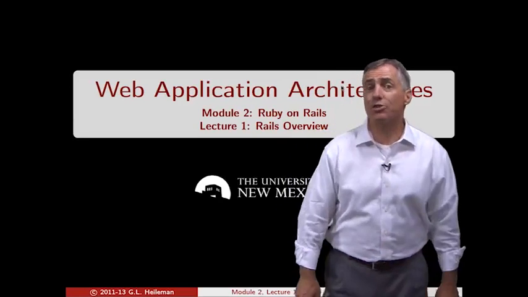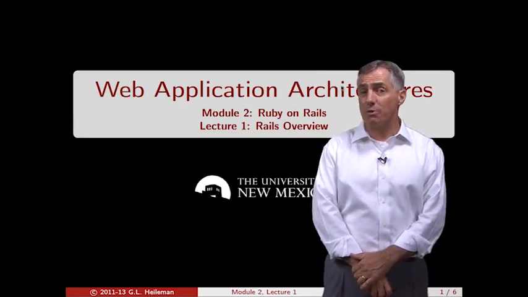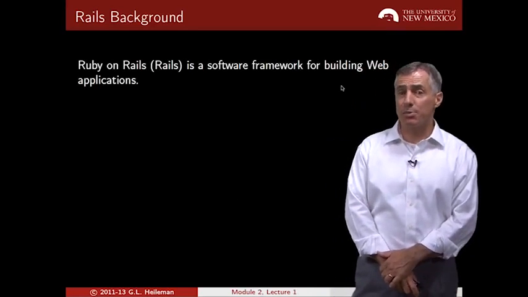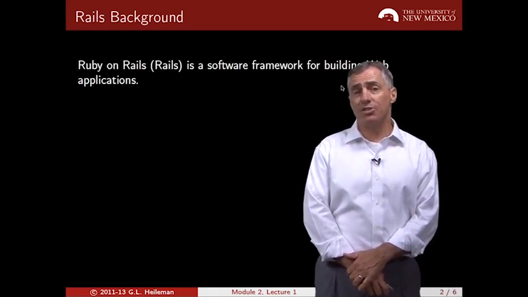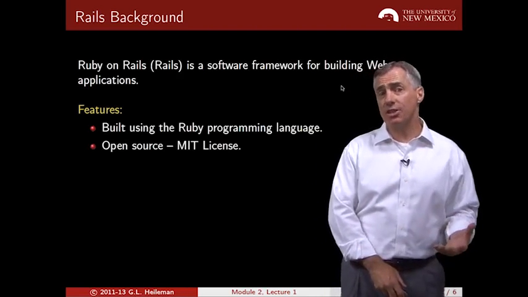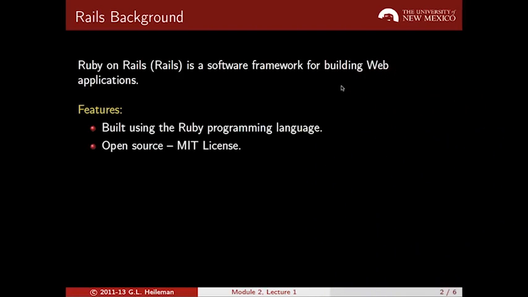Welcome to the first lecture in Module 2. In this lecture, we'll provide an overview of Rails. As we've already mentioned, Rails is a software framework for building web applications that's built on top of the Ruby programming language. Now, the license that accompanies Rails is the open source MIT license. This license is one of the least restrictive licenses available for open source. Basically, all you need to do is preserve copyright and permission notices with the Rails source code.